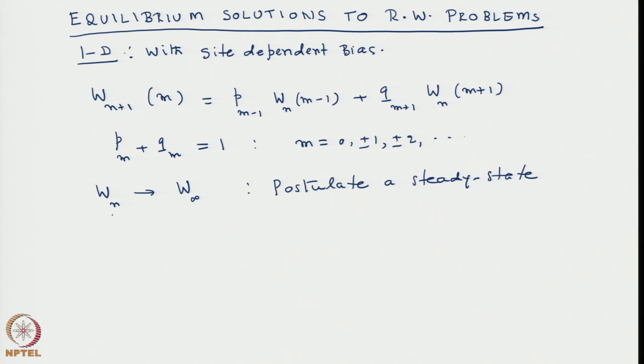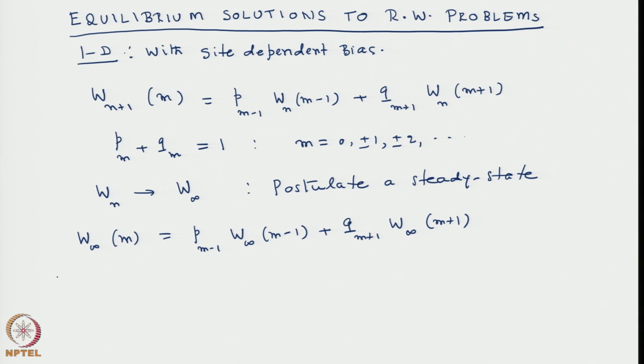So, then W n plus 1 will also be W infinity. So, the left hand side is going to be W infinity at site m is going to be P m minus 1 W infinity at site m minus 1 plus backward transition from Q m plus 1 again W infinity at m plus 1 for all m. So, we basically postulate it and seek if some non-trivial solution for W infinity exists.